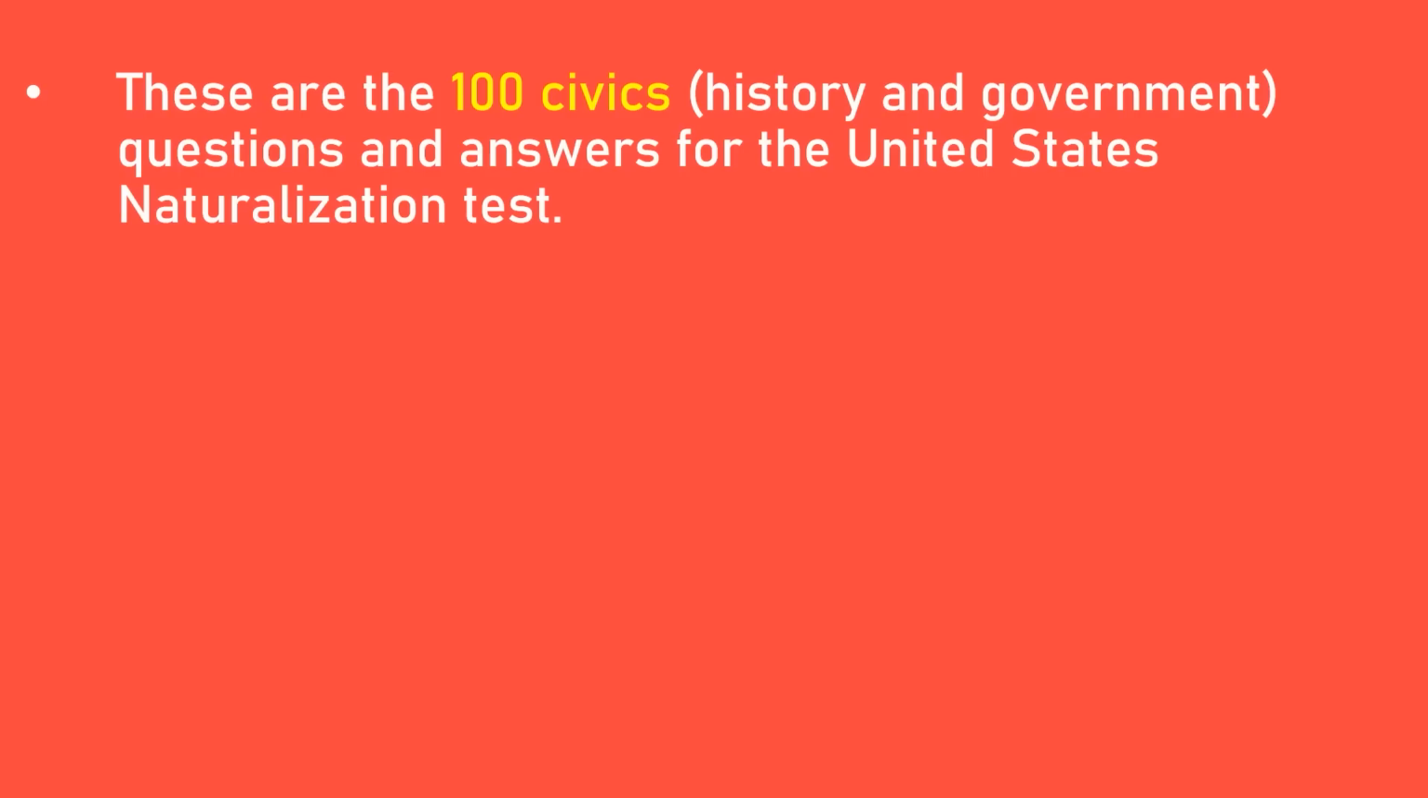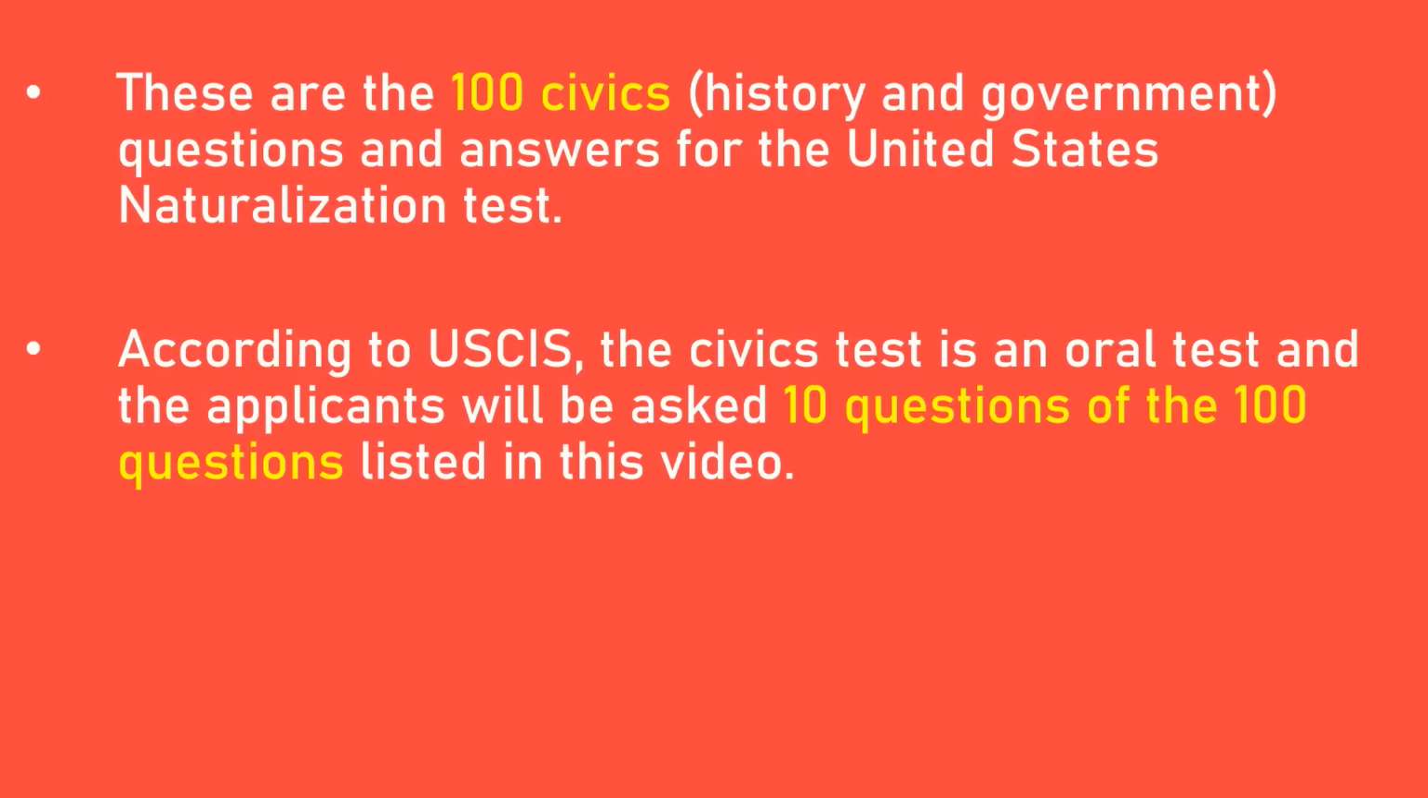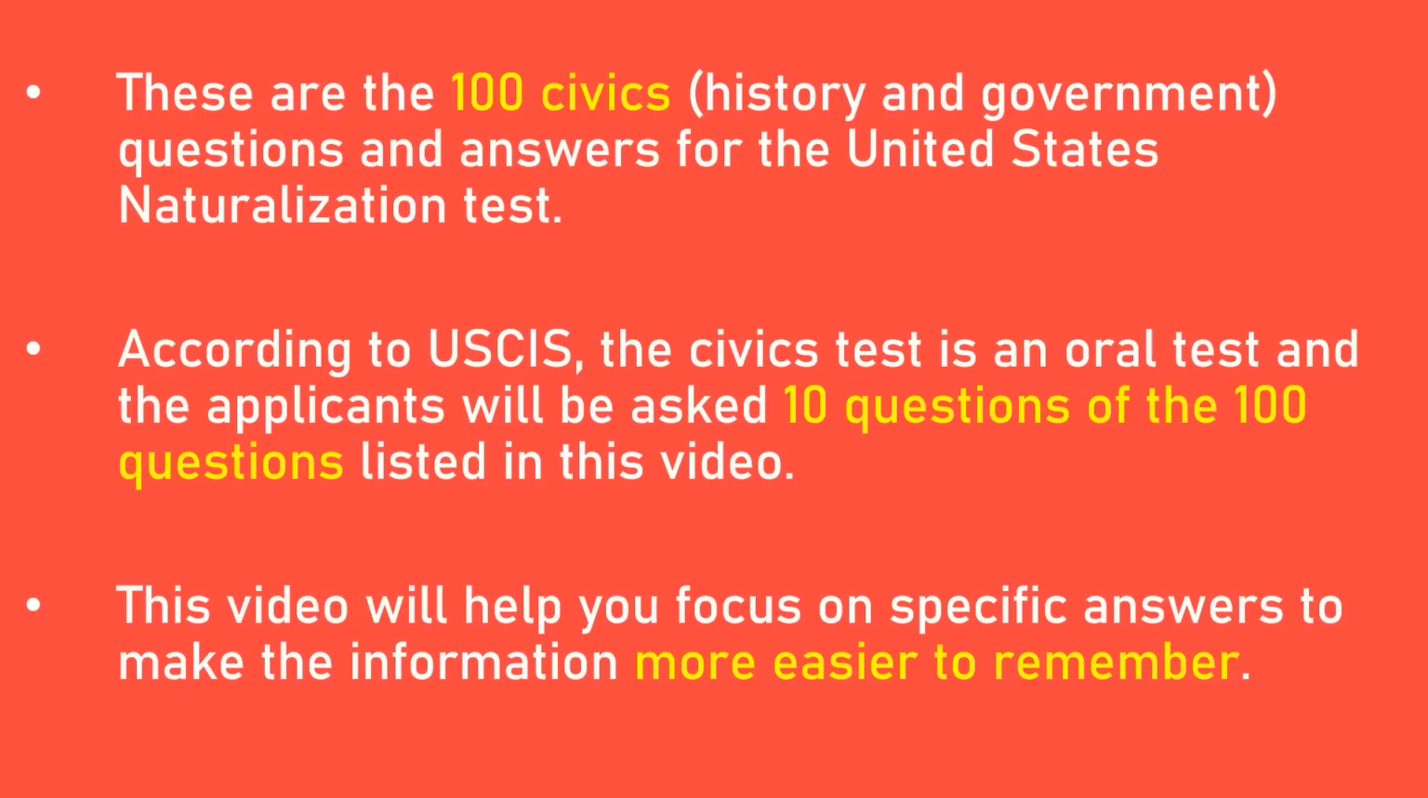These are the 100 civics, history and government questions and answers for the United States naturalization test. According to USCIS, the civics test is an oral test and the applicants will be asked 10 questions of the 100 questions listed in this video. This video will help you focus on specific answers to make the information easier to remember.